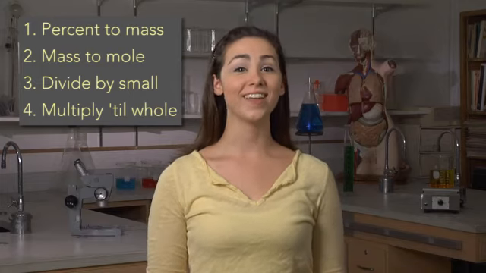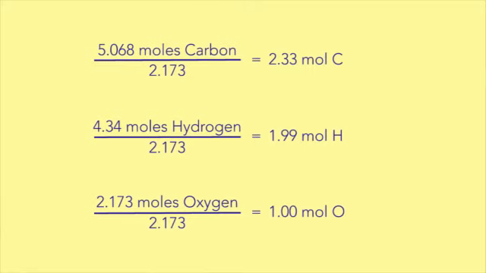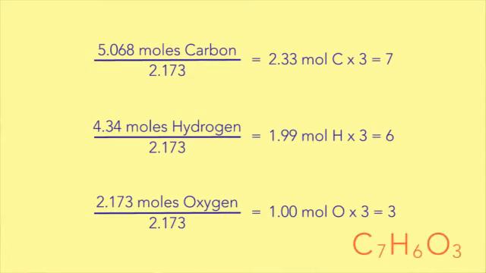Cool, almost done. The last step says multiply until whole. That means multiply these numbers until the values are pretty close to whole numbers. Check out carbon. There are 2.33 moles. I know I've got to multiply by 3 to get 3/10 of a mole into a whole number. Let's try multiplying the rest by 3 to see if we get a whole number. The numbers we just solved for represent the subscripts in a chemical formula. So aspirin is C7H6O3.